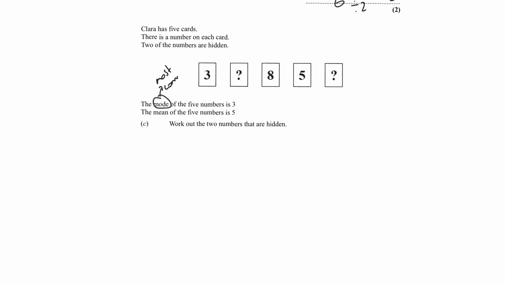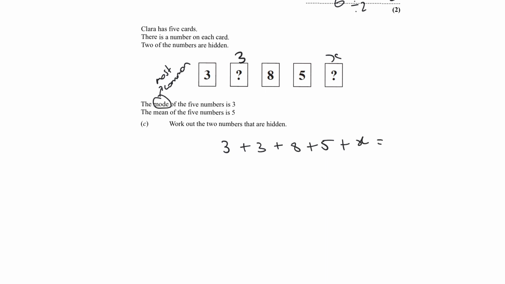So if we know that the most common number is 3, we already have one 3. Then you could either have another 3 as a card and then we don't know what the other number is, or it could also be a 3 as well. So we would need at least one extra 3. So at the moment we've got 3 plus 3 plus 8 plus 5. We're going to call this one x because we don't know what it is.